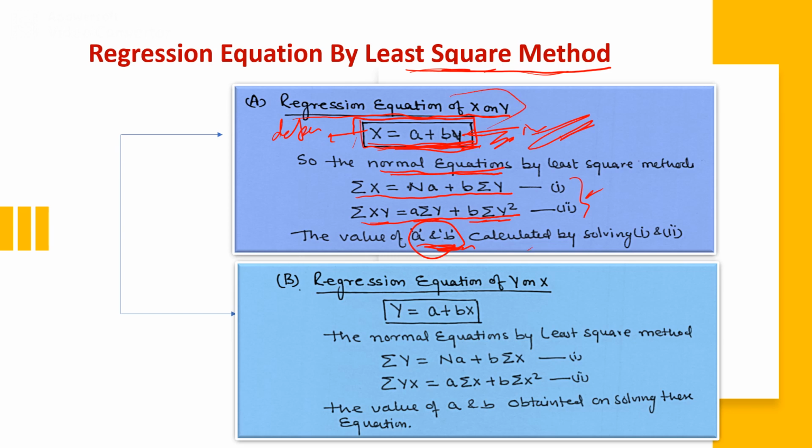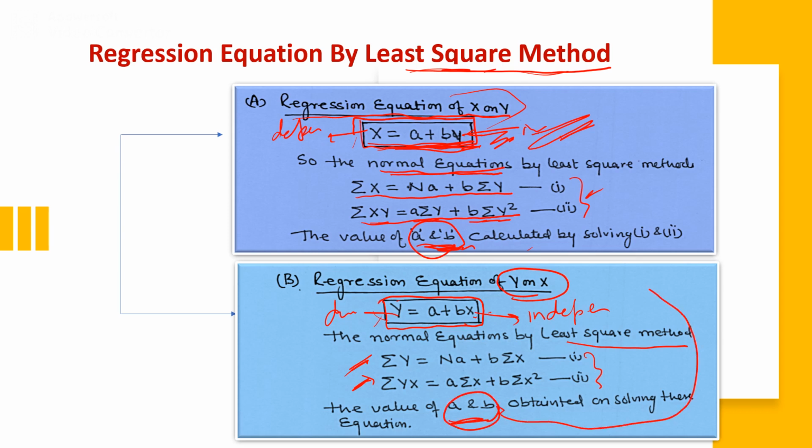In a similar manner, we can find the regression equation y on x. In that case, we take the equation y = a + bx. Here x is the independent variable and y is the dependent variable. Again, because we are using the least square method, we take the summation on both sides. We write the normal equation first, and after multiplying by x on both sides and taking the summation, we get the second normal equation. On solving these simultaneously, we obtain the values of a and b, and substituting them, we get the regression equation y on x.